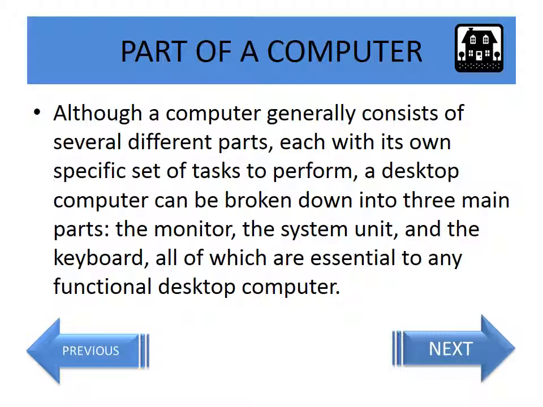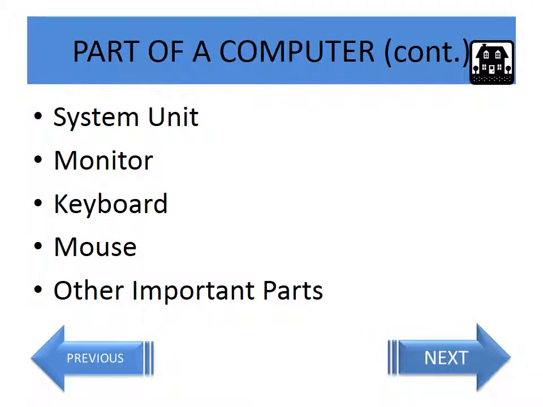Now we move on to the parts of a computer. Although the material says that a computer generally consists of several different parts, each with its own specific set of tasks to perform an operation, a desktop computer can be broken down into three main parts. Now we have more than just three parts, but it can be subdivided into three main parts, which are the monitor, the system unit, and the keyboard, all of which are essential to any functional computer. Now we move on. Parts of a computer: we have the system unit, the monitor, the keyboard, the mouse, and other important parts.